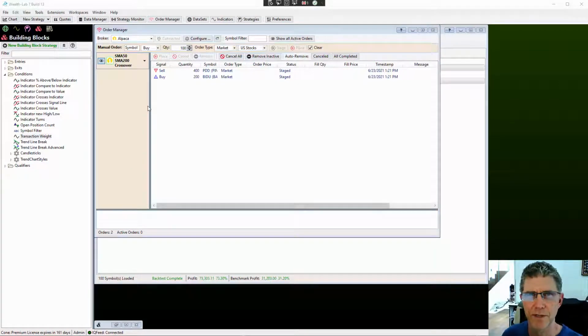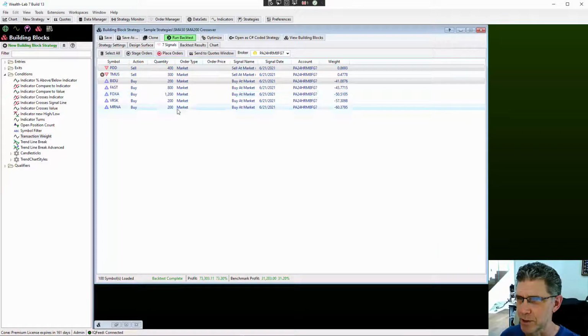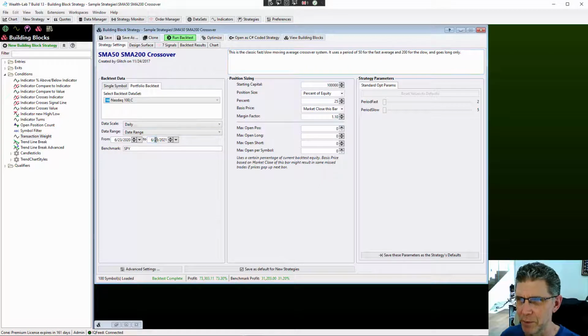Wait, I forgot to finish this off. Let's bump this one day to show you that the simulation takes the trades that we picked. So let's close this order manager and go to our strategy settings and bump this up one more day. Whoops. Let's see if that works. Maybe I'm going to break it here. Let's go at 622. There we go.